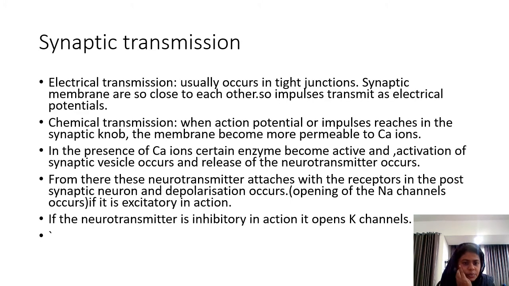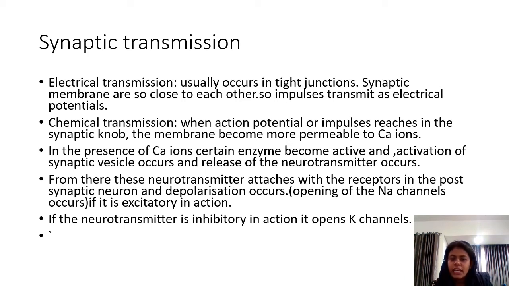And synaptic transmission. Electrical transmission usually occurs in tight junctions. You know what a tight junction is? You may have already studied it in cell biology. This membrane modification, tight junction, here the two membranes are very close to each other. So synaptic membranes are so close to each other, so impulses transmit as electrical potentials.